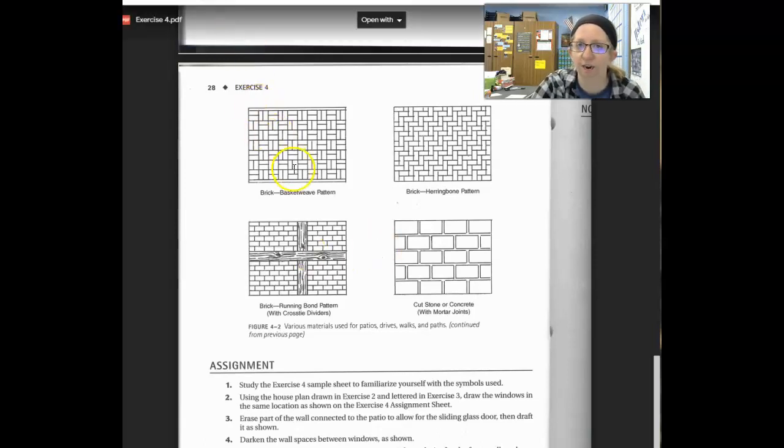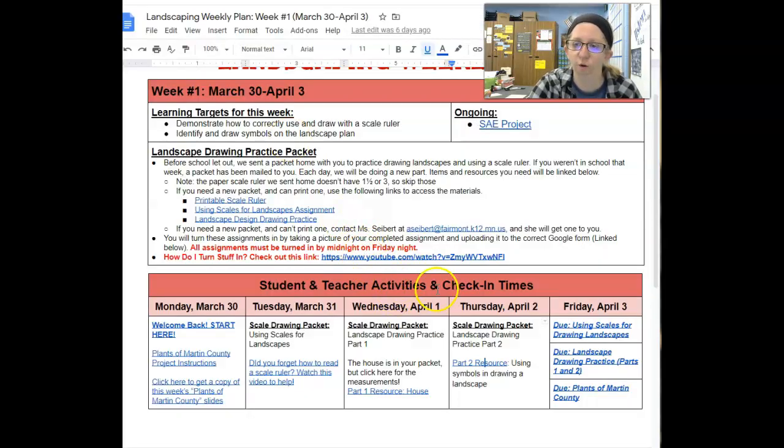Your house has a walkway as well as a driveway, and a porch, or excuse me, a deck. So I'm going to have you draw those and label them in your landscape drawing. And again, when you're finished, you can take a picture of it and upload it to this landscape practice drawing part 1 and 2. Hopefully that clears things up.